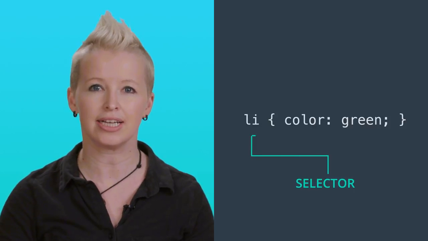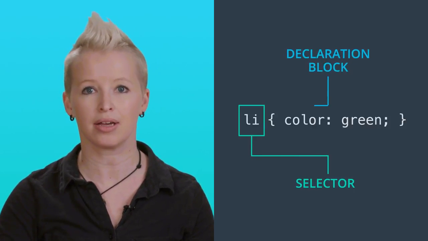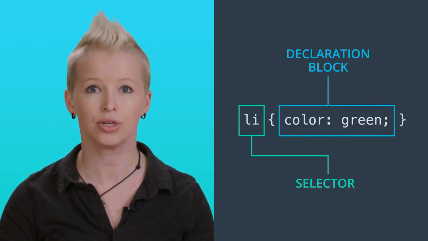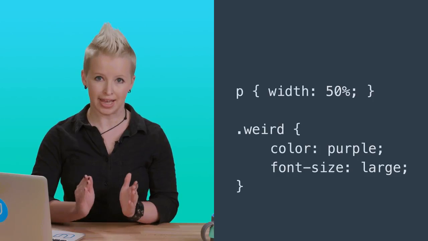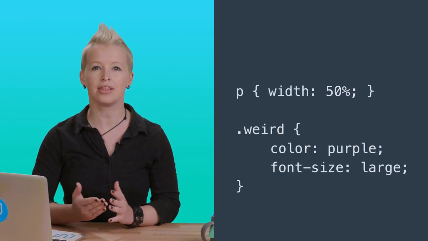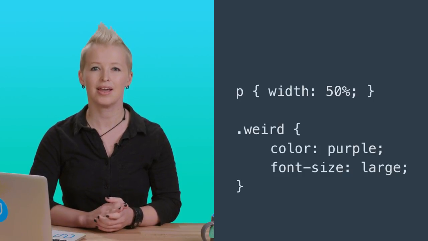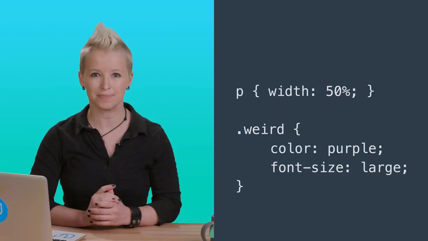The selector here is LI, and there's one entry in the declaration block, color, green. CSS rules are always written like this. The selector comes first, and then there are these curly braces around the declaration block. Here are a couple of examples.